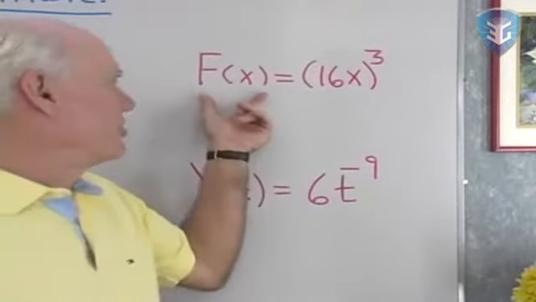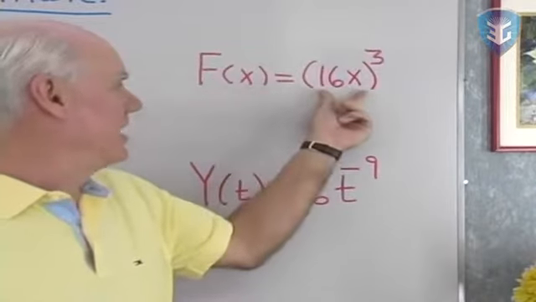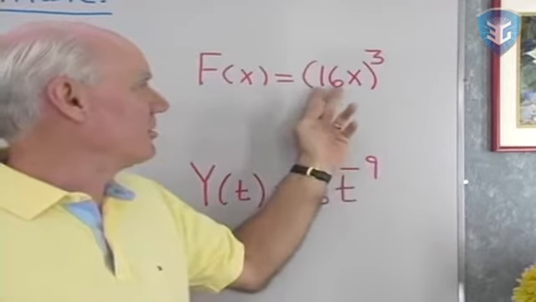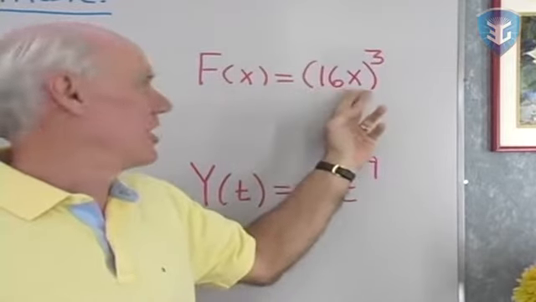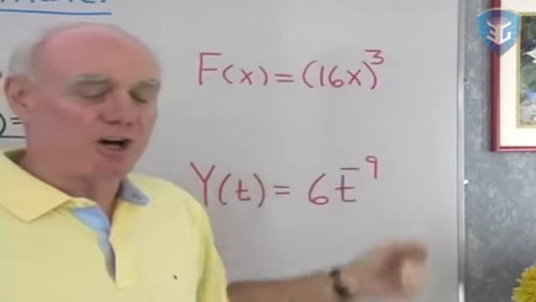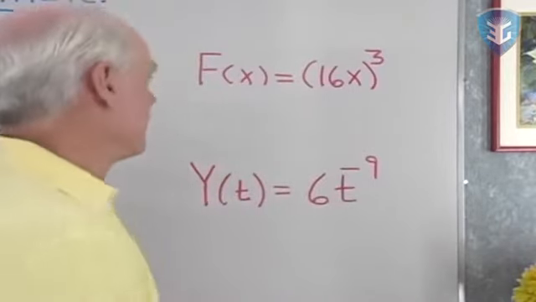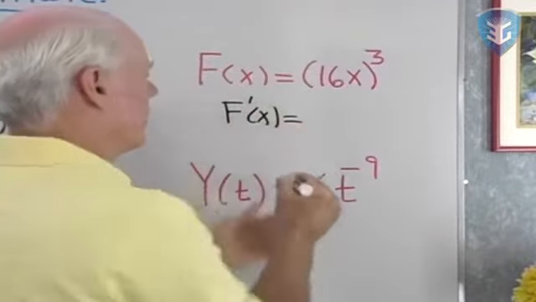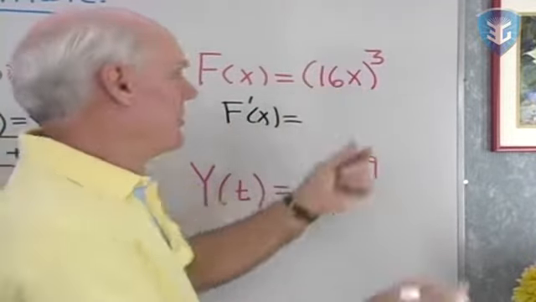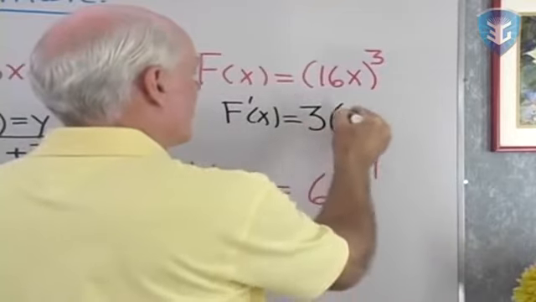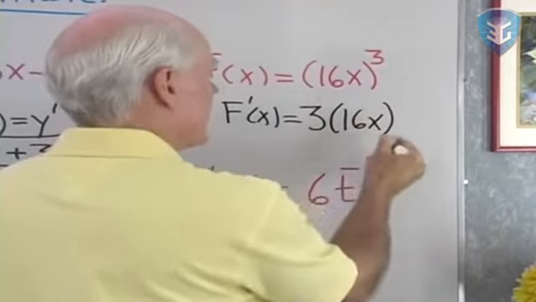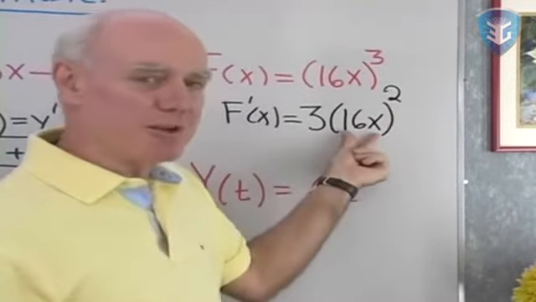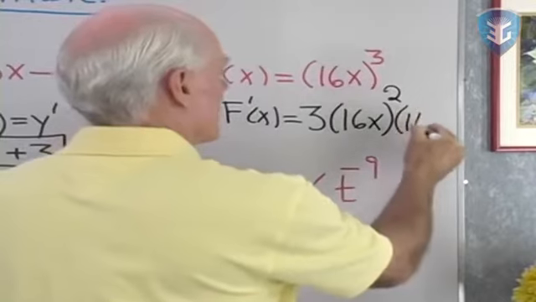I want to differentiate f with respect to x, and f of x is equal to 16x to the third. A couple different ways to do this. You could simplify this first and make it 16 to the third times x to the third if you wanted to separate those, or you could just use the chain rule. Let's just differentiate. f prime of x is equal to, I have some function of x to the third power, so it's 3 times 16x, that's the base, to a power 1 less, 2, and then I have to differentiate the base, in which case I get 16.